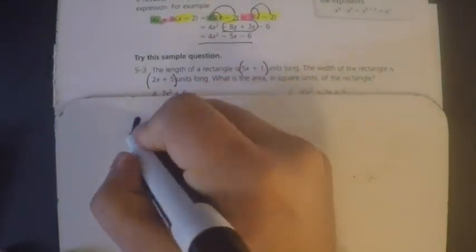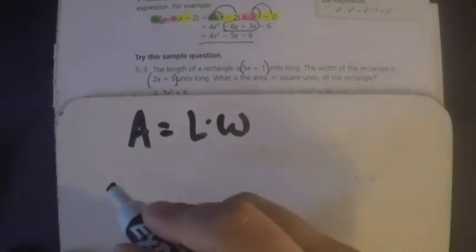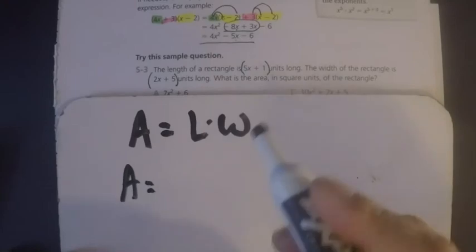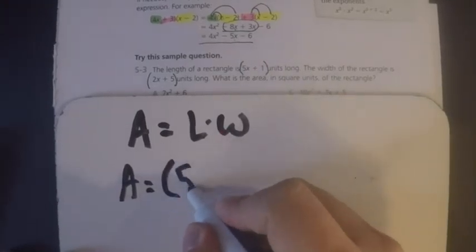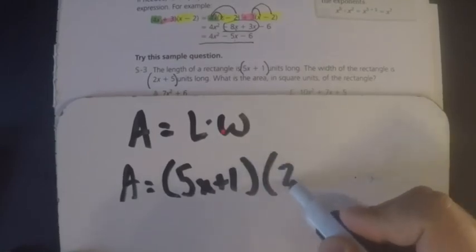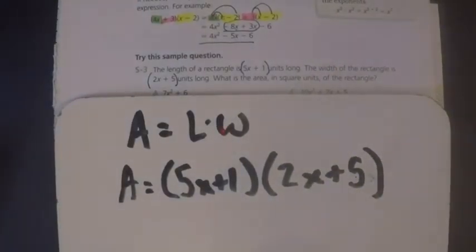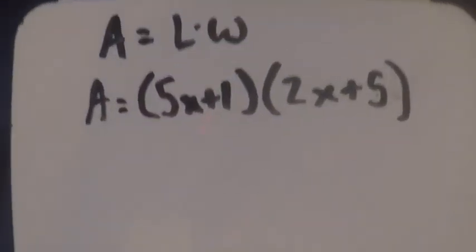So we have area of a rectangle equals length times width, and we plug in each of those. So we have area equals 5x plus 1 multiplied by 2x plus 5. Once we set it up like this, we just simplify it like we did in the problem before. So I'm going to slide this up a little bit.